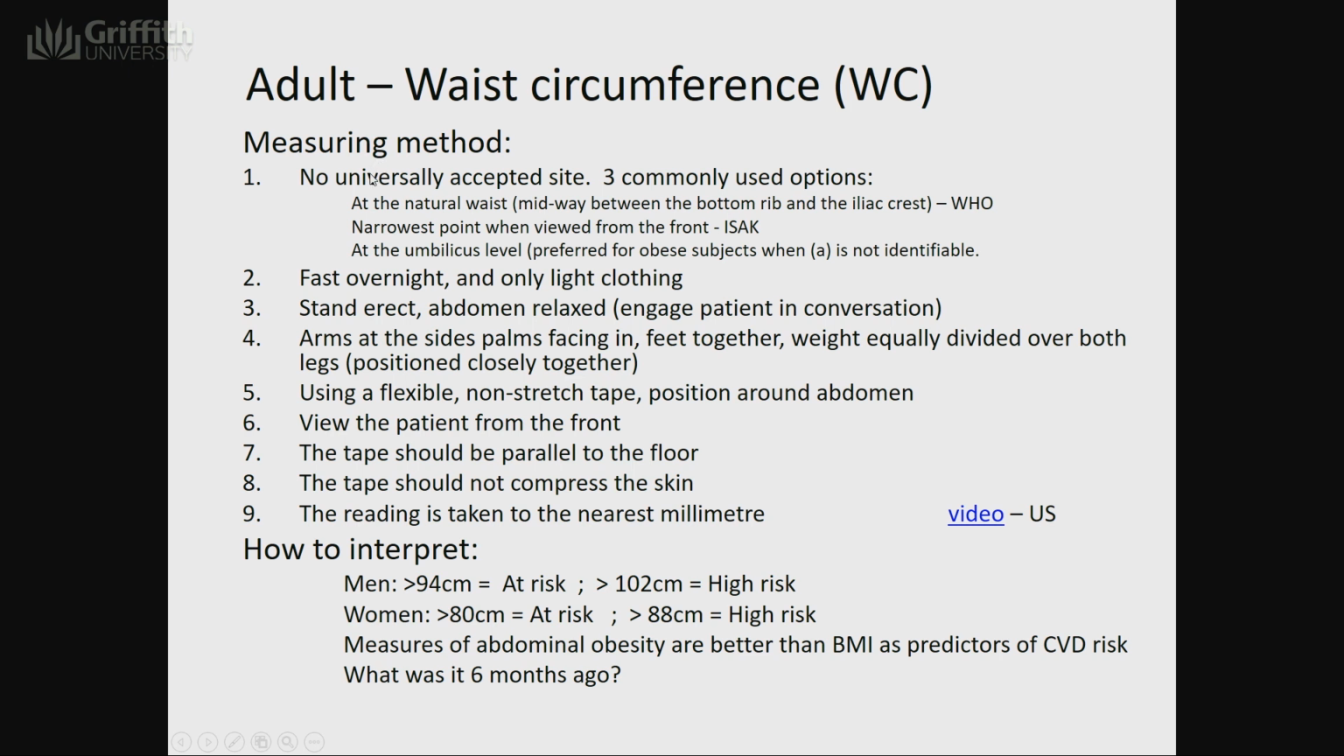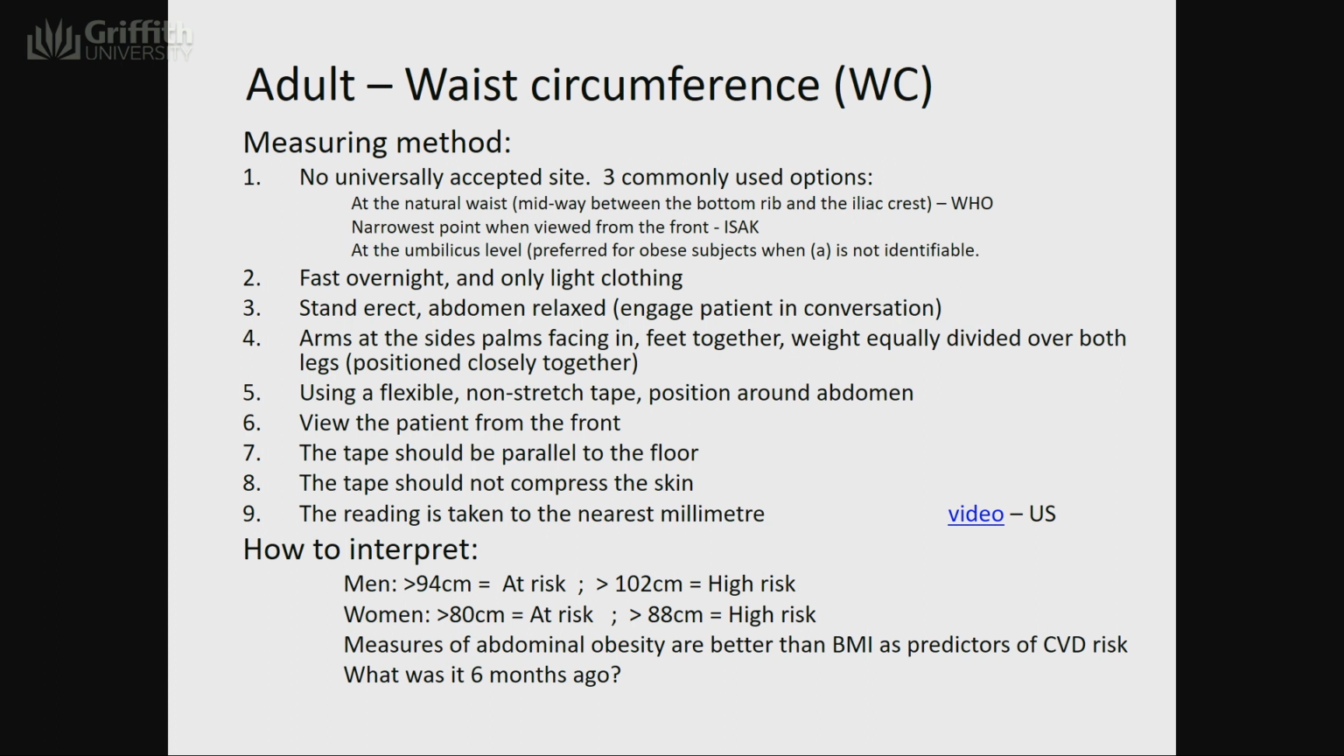there's no universally accepted site. It depends on the individual. Normally what we do is we look for the natural narrowing, or the narrowest point when viewed from the front, between the bottom of the ribs and the iliac crest, which is the top of the hip. If we can't find a natural narrowing, then we might look at just measuring at the belly button, the umbilicus level, particularly in an individual who's overweight or obese.